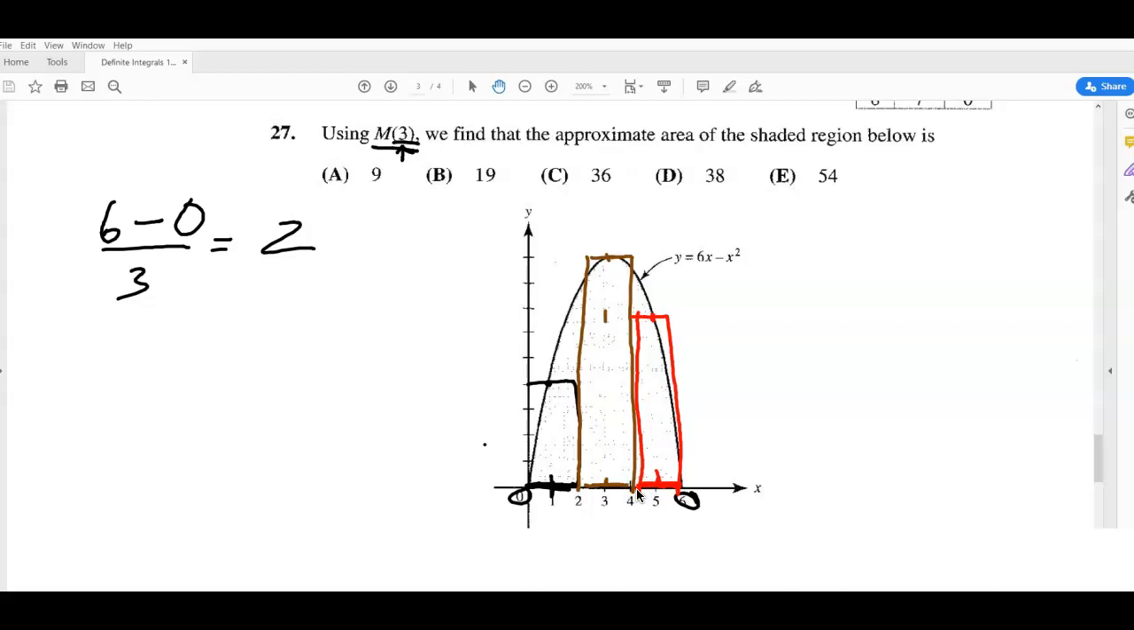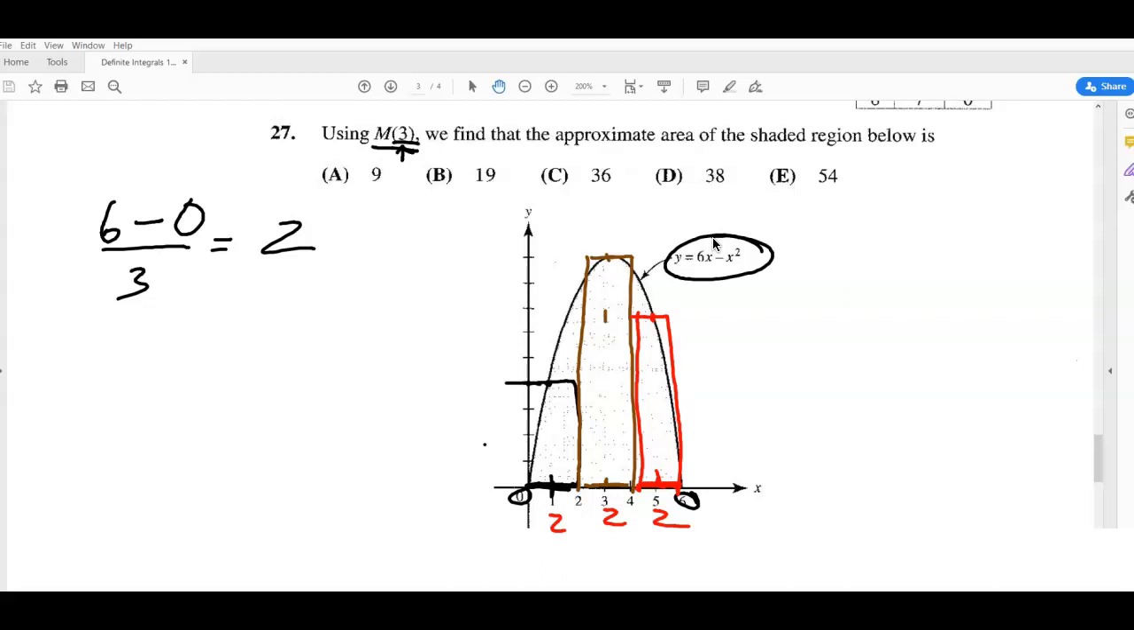Now, each of those rectangles has a base of 2, right? So that's pretty easy to see. The problem is the heights. I don't think I would be comfortable with saying, oh, well, you could see this one's 4. It might be, I don't know. But what I would feel more comfortable with is to say we should probably just use the equation.